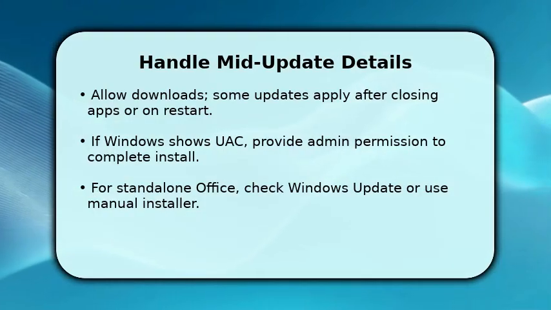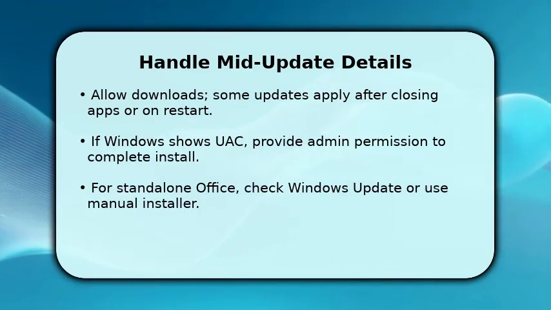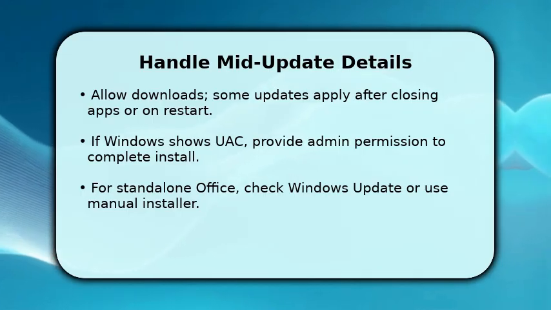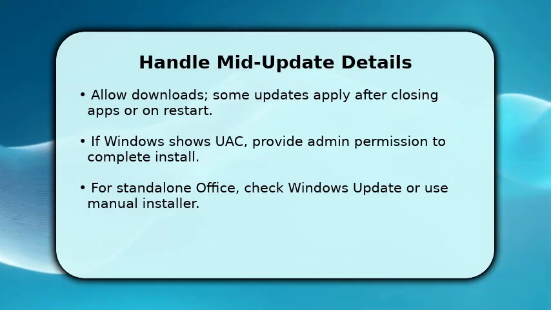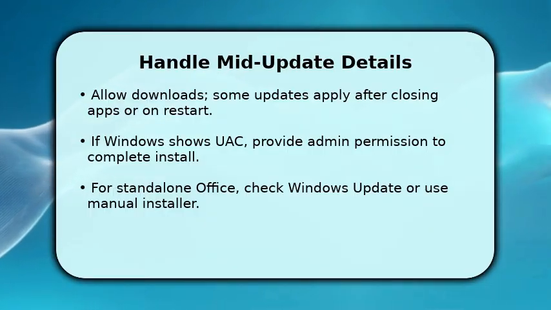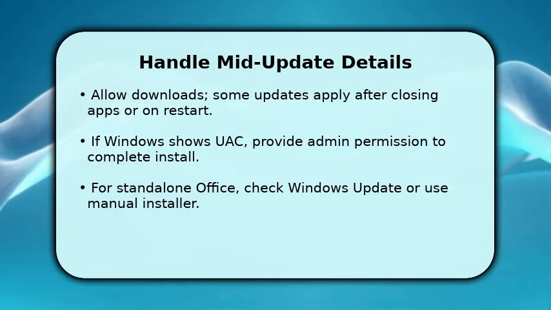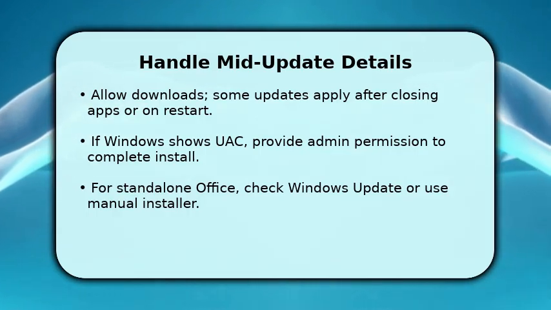Once the update starts, watch for prompts asking to close Office apps. Respond promptly so files install cleanly. If User Account Control appears, provide admin permission because installs modify system files. For Microsoft 365, updates usually apply automatically. For standalone Office, make sure Windows Update is enabled or use the manual installer from your admin portal. If progress stalls, pause other large downloads and let the installer finish. These middle steps ensure the update actually applies rather than just downloads.